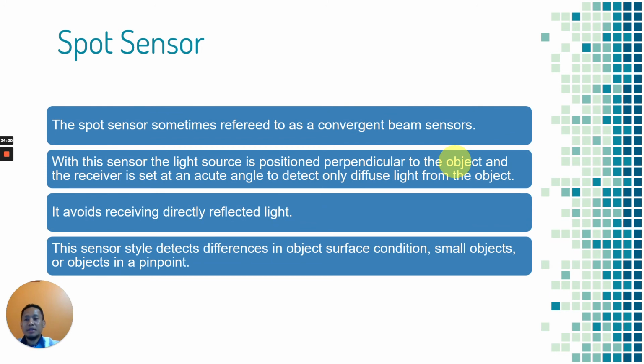Spot sensor. A spot sensor is sometimes referred to as a convergent beam sensor. It converges the laser light. With this sensor, the light source is positioned perpendicular to the object, and the receiver is set at an acute angle to detect only diffuse light from the object. It avoids receiving directly reflected light. This sensor style detects differences in object surface conditions, small objects, or objects at a pinpoint.